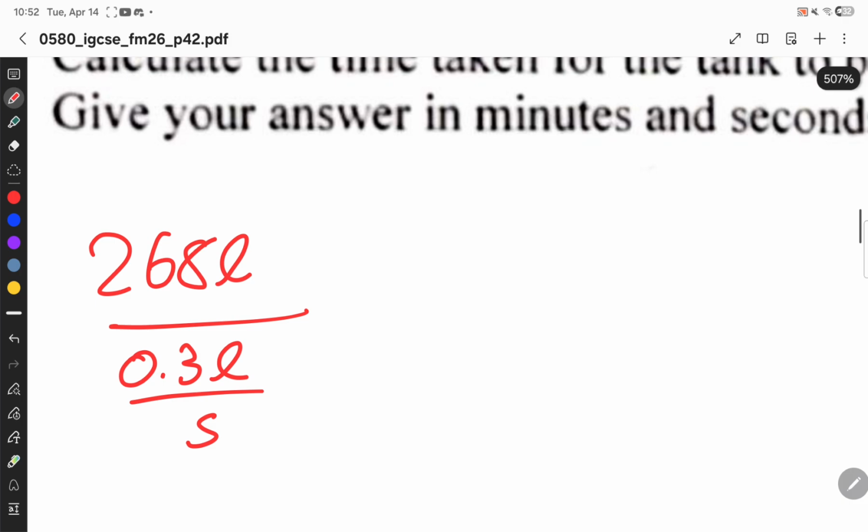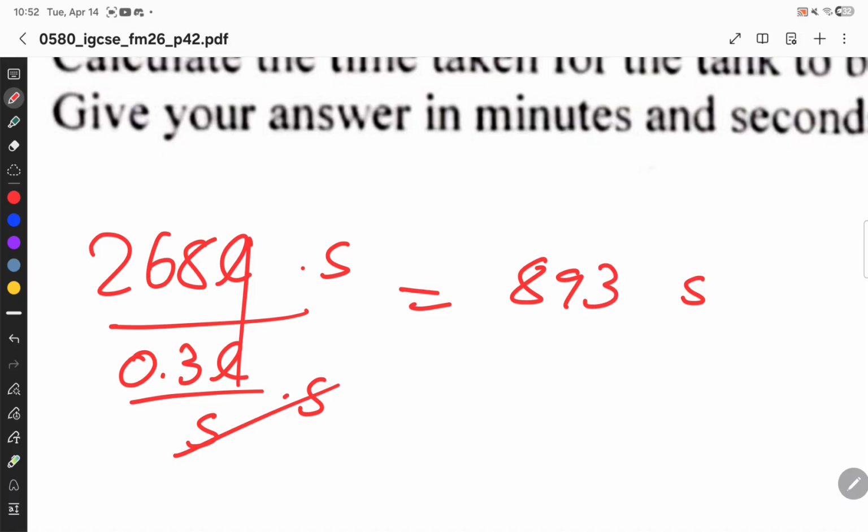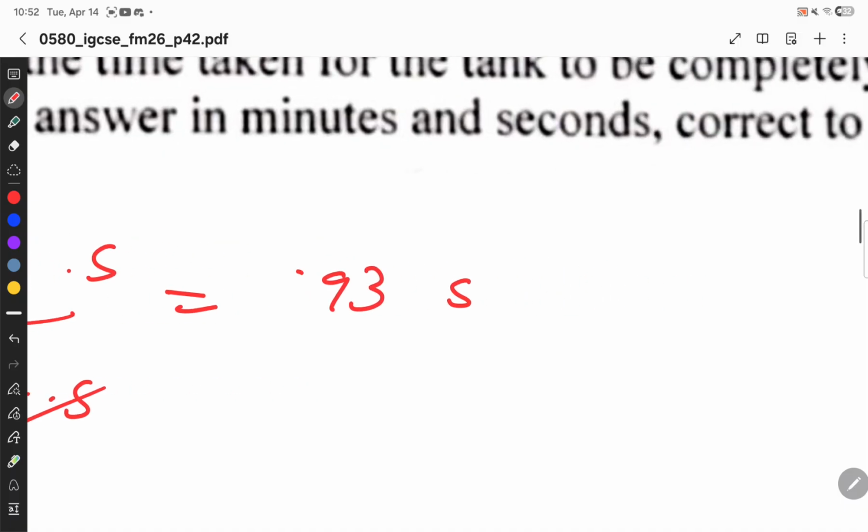I like to do dimensional analysis: the liters cancel out. Now the second is in the denominator, so you just multiply it on both top and bottom. So the seconds will be in the numerator, and hence we'll get the correct answer. And then this is 268 divided by 0.3. The answer would be 893.333 repeating seconds.